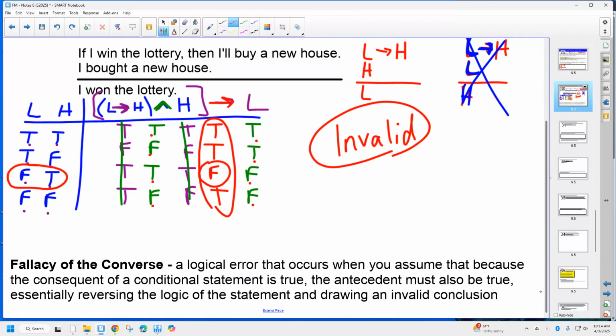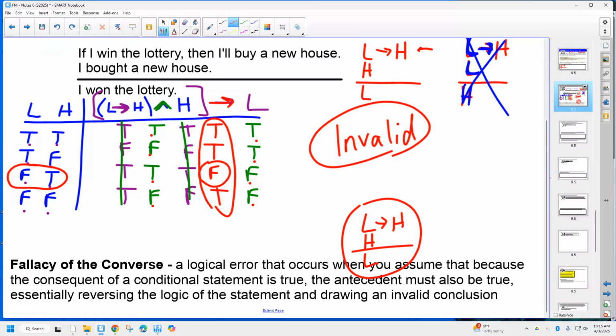What that's called right there is the fallacy of the converse. Remember converse, you switch them. It looks like modus ponens, so we want it to be modus ponens, but it's not modus ponens because of the converse of this conditional statement right here. It's a logical error that occurs when you assume that because the consequent of a conditional statement is true, the antecedent must also be true, essentially reversing the logic of the statement and drawing an invalid conclusion.